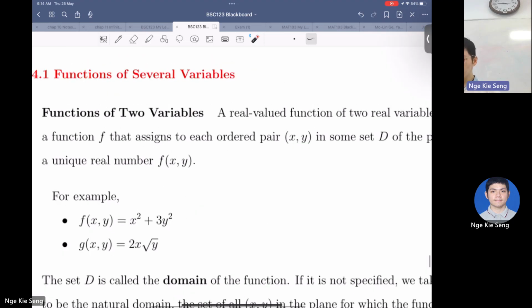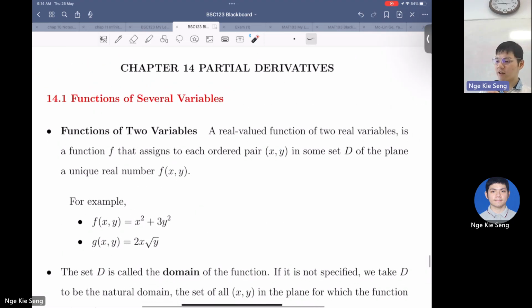Okay, so a real-valued function of two real variables is a function that assigns to each ordered pair (x, y) in some set D of the plane a unique real number. So this is just the definition of a function. I give you an input, you give me a unique number, right? One input only has one output. Cannot have one input, two outputs. One input, one output.